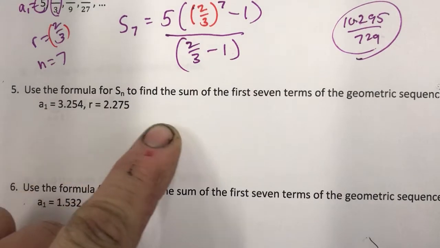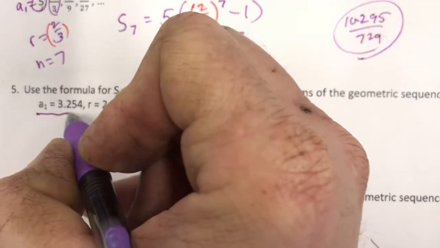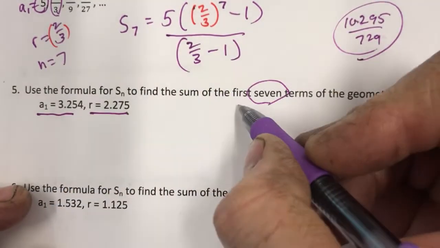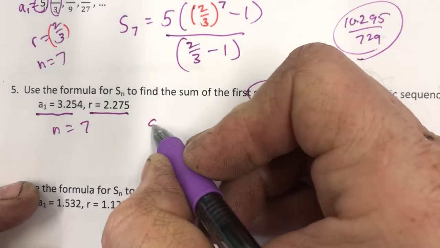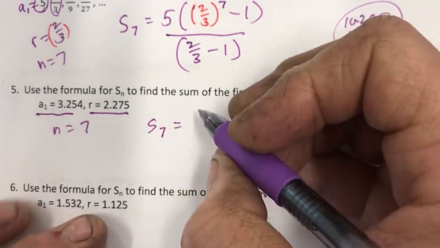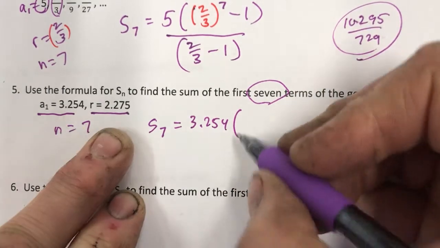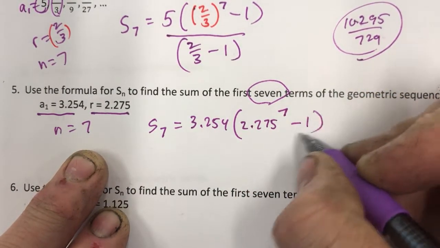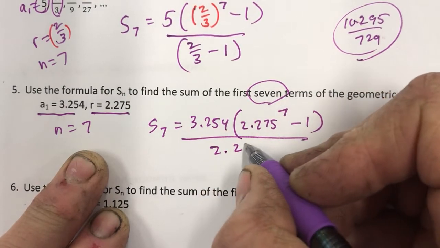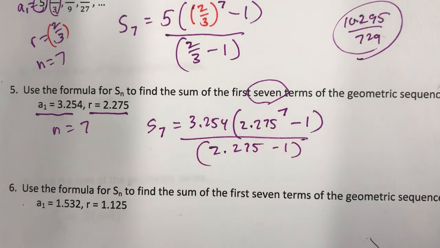Use the formula to find the sum here of the first 7 terms. So it tells me A sub 1, it tells me what R is, and then of course N is 7. So I just put these numbers in the formula. So S of 7 is going to be A sub 1, which is 3.254. Then I have 2.275 to the 7 power minus 1, and then down here 2.275 minus 1. That has to be in parentheses when I punch it in.